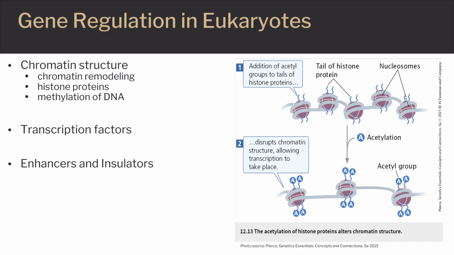Some transcriptional regulator proteins bind to enhancers, which are regulatory elements that are distant from the gene whose transcription they stimulate. Insulators are DNA sequences that block the action of enhancers. Eukaryotic genes can be regulated through the control of mRNA processing. The selection of alternative splice sites leads to the production of different proteins.